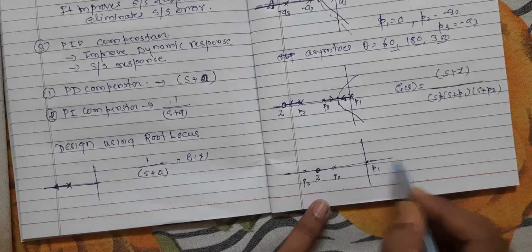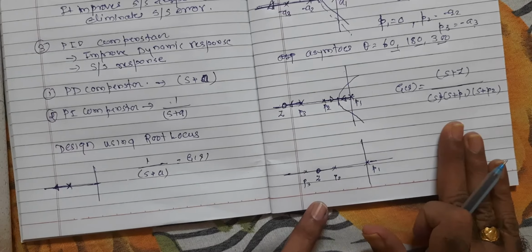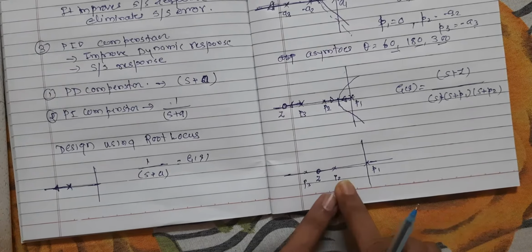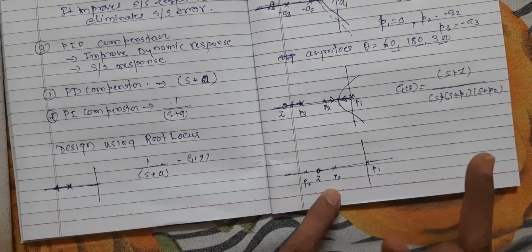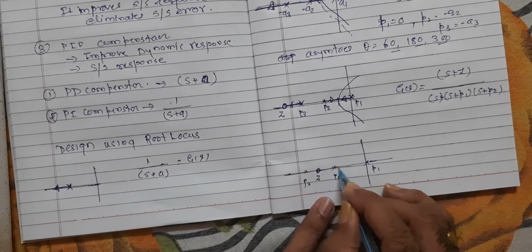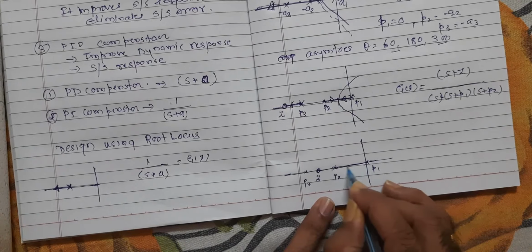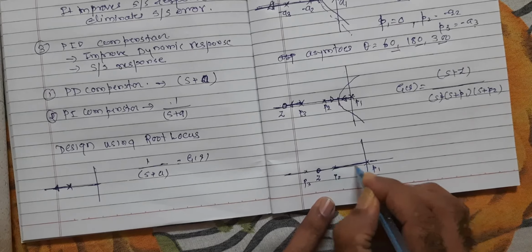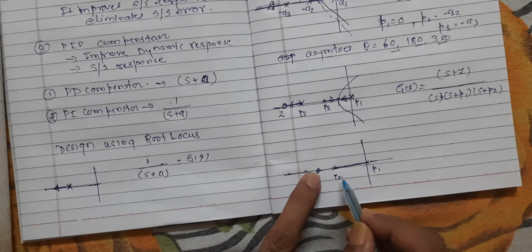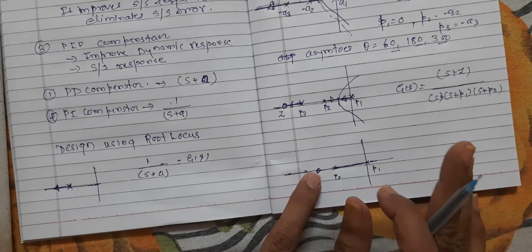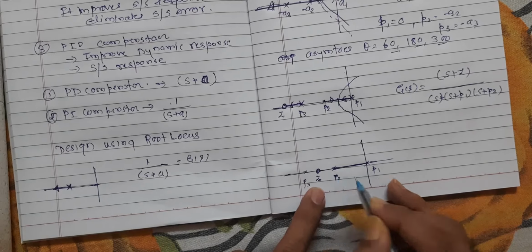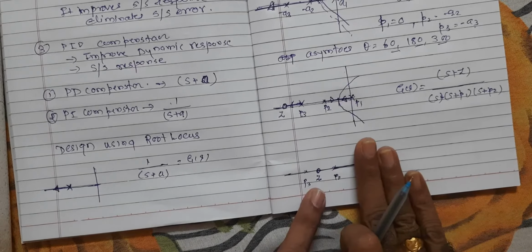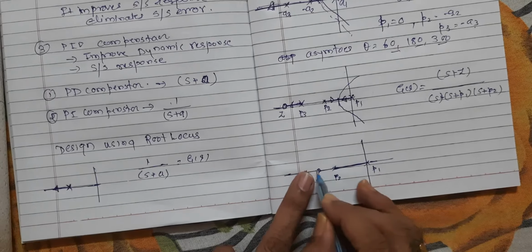Now to the right of P1 no root locus exists because nothing is there. To the right of P2 there is only one pole, the number is odd, so between P1 and P2 again the root locus exists. To the right of the zero there are two poles, the number is even, so between Z and P2 no root locus will exist.